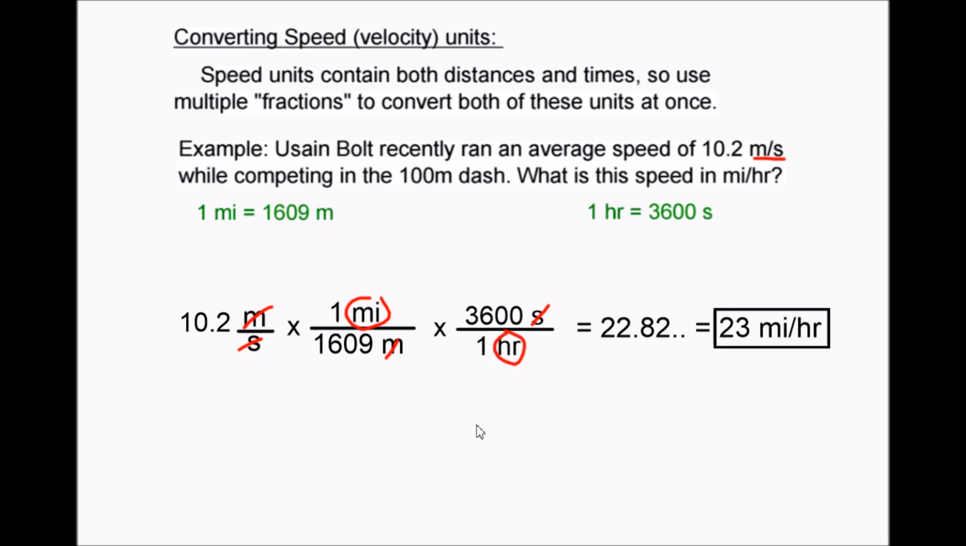Well, hopefully this little video helped you to understand the unit conversion process. Really, you're just going to have to do a lot of practice to get good at this. So I wish you luck, and I wish you to have a great day.